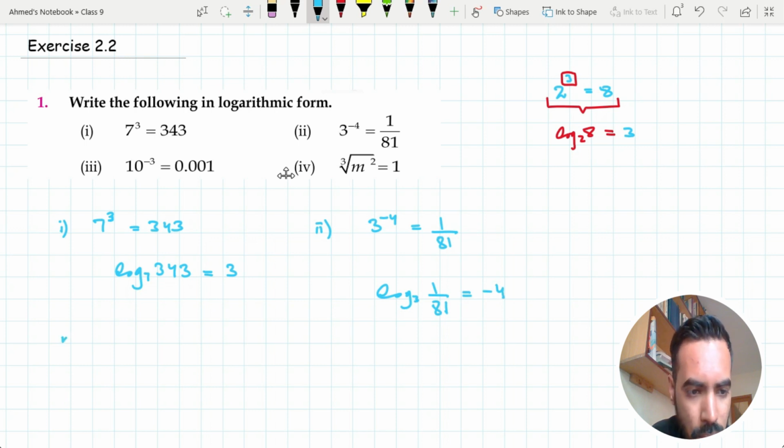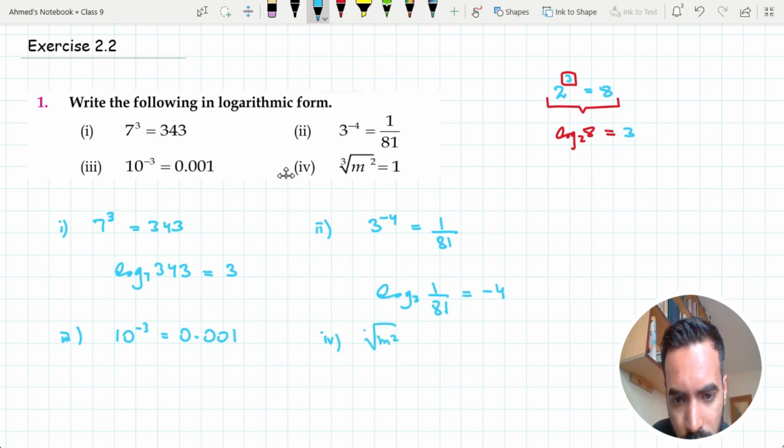Same as part 3, 10 to the power minus 3 equals 0.001, and part 4, cube root of m square equals 1. So here I'll write log 0.001 with base 10 equals minus 3.